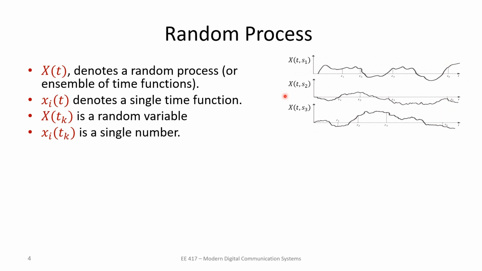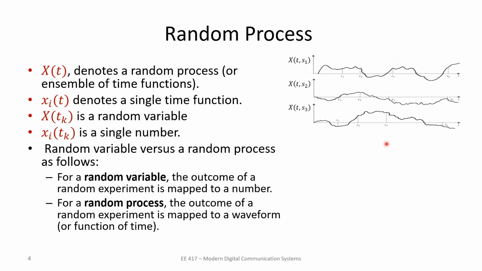So we can think of a random process as a collection of random variables. Every vertical line represents a random variable. Now, for a given value, we get a single number. If we consider all the possible outcomes at a given time, it becomes a random variable. So we can think of random variables versus random process as follows. For a random variable, the outcome of a random experiment is mapped to a number, while for a random process, the outcome is mapped to a waveform, usually a function of time, but it could be also space or otherwise.